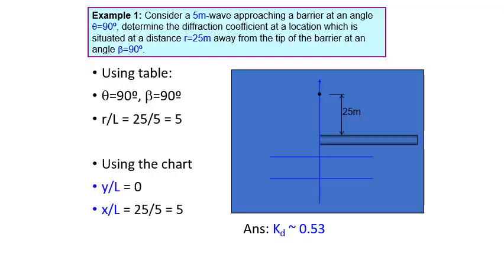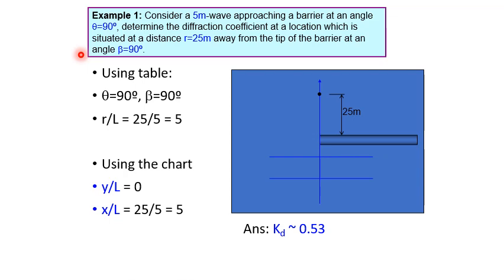Right now, let's look at an example. Consider a 5-meter wave, which means a wave with a wavelength of 5 meters, approaching a barrier at an angle theta equals 90 degrees. Determine the diffraction coefficient at a location which is situated at a distance r equals 25 meters away from the tip of the barrier, which is here, this point. And so this point is located at an angle beta equals 90 degrees.